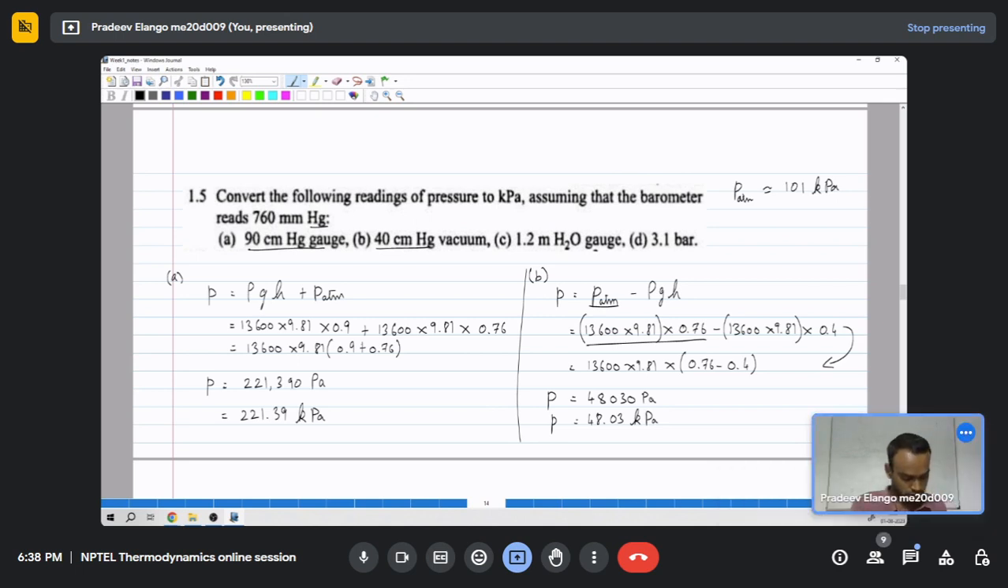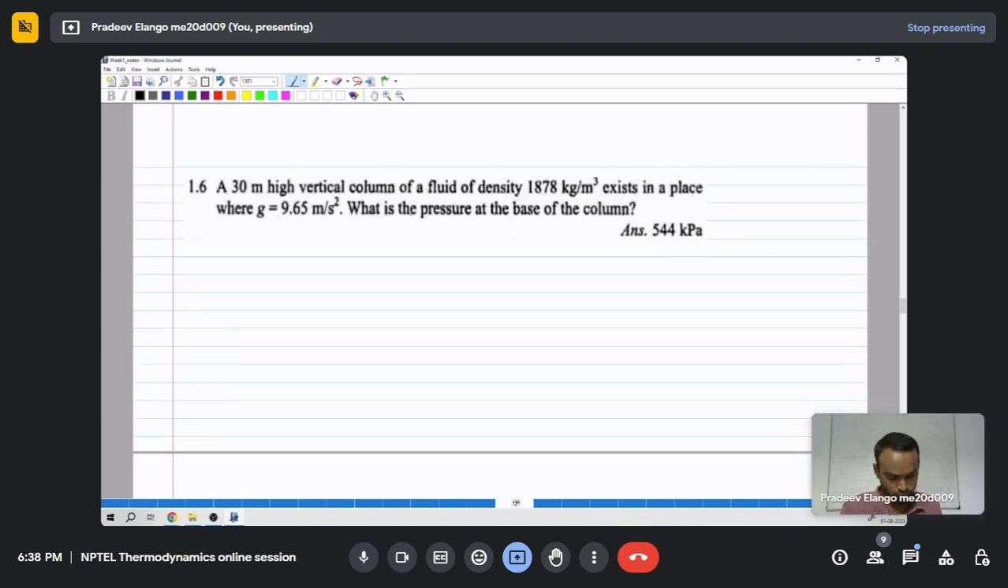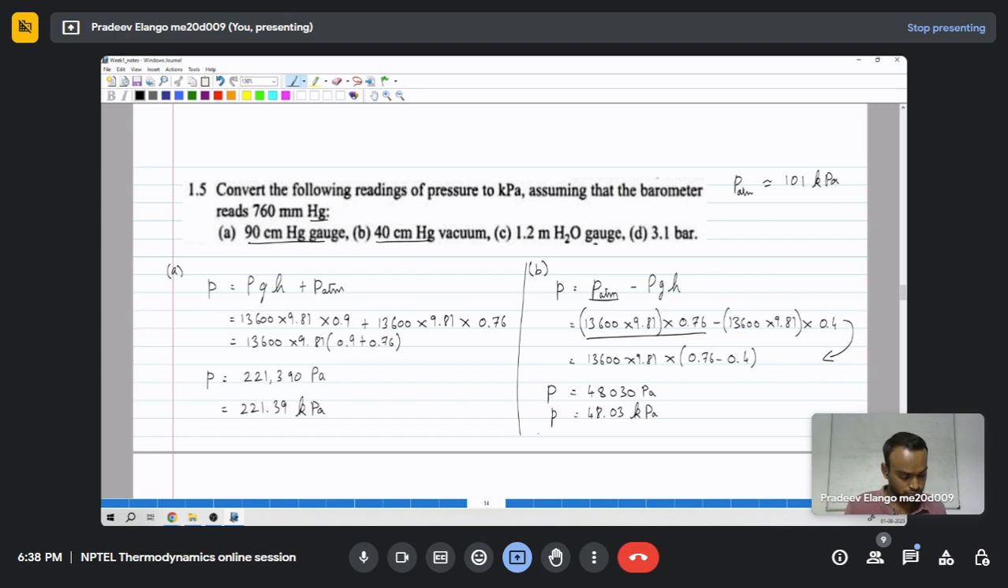Any other questions? Answer C is 113.16 kilopascal. And answer D is 310 kilopascal. Yeah, we will solve it.